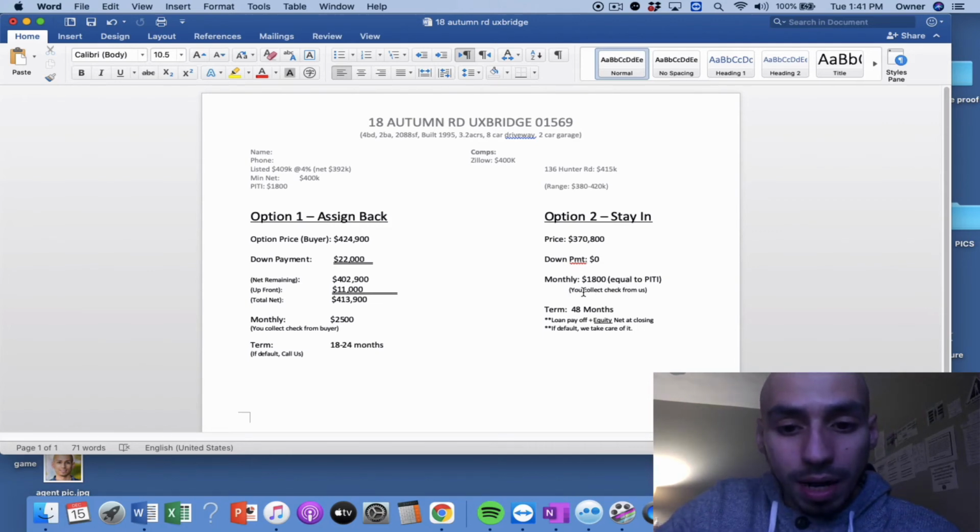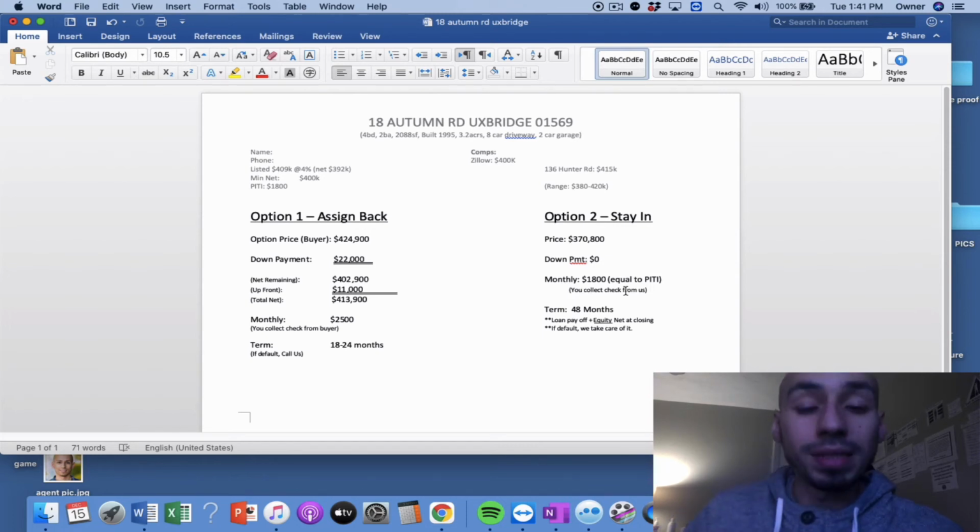And here I put that they collect a check directly from us. We're basically their tenant buyer. They're well aware we're going to sublease it to another buyer, manage the process, get it done, and they'll net this here $370 at the end of the day, less whatever their mortgage is.